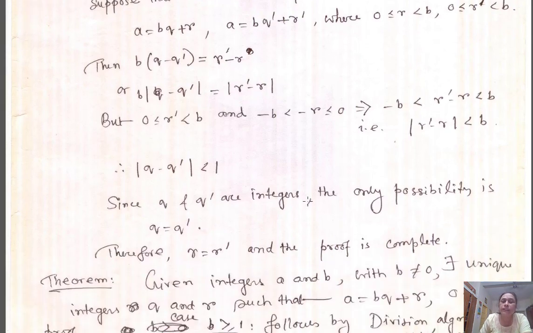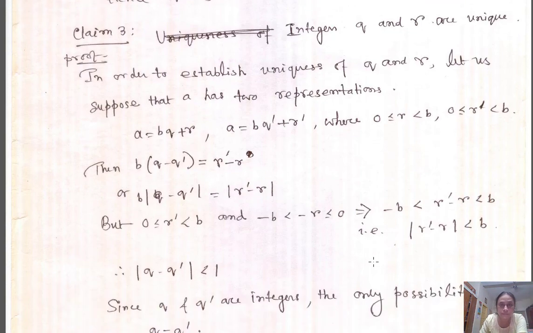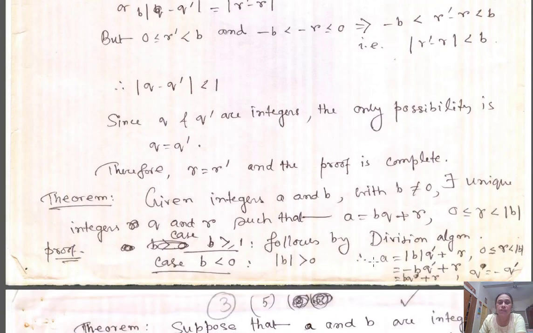Now Q and Q prime are integers, and the difference between two integers being less than 1 is only possible if Q equals Q prime. So we have established Q equals Q prime, and Q equals Q prime essentially means R equals R prime. Okay, so this Q and R are unique. The restriction on B was B greater than or equal to 1. You can extend this proof for B not equal to 0. So you can just go through this.